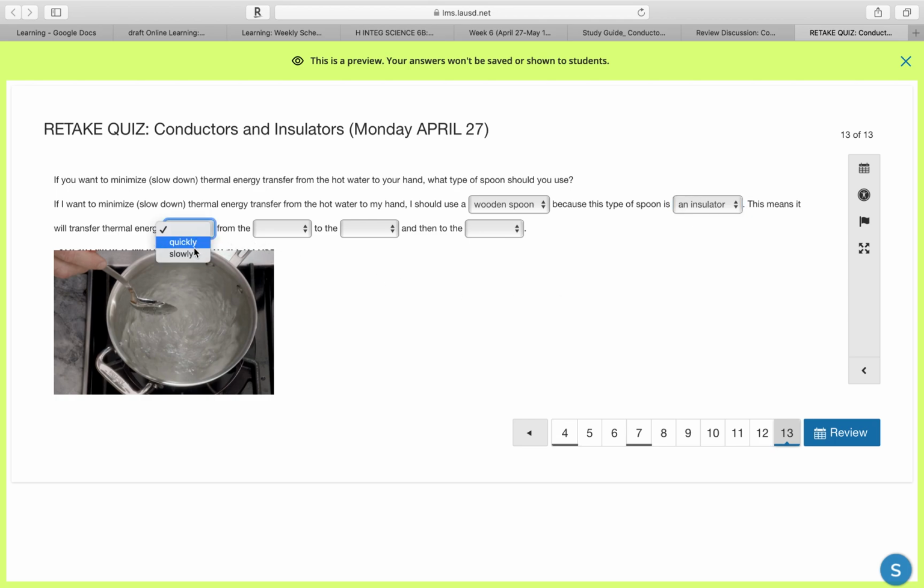This means it will transfer thermal energy slowly from the hot water to the spoon and then to the hand. So by using a wooden spoon, the thermal energy from the hot water will go slowly to the spoon and then it will go slowly to your hand. If you use a metal spoon, it's going to go quickly and then your hand will start to burn.